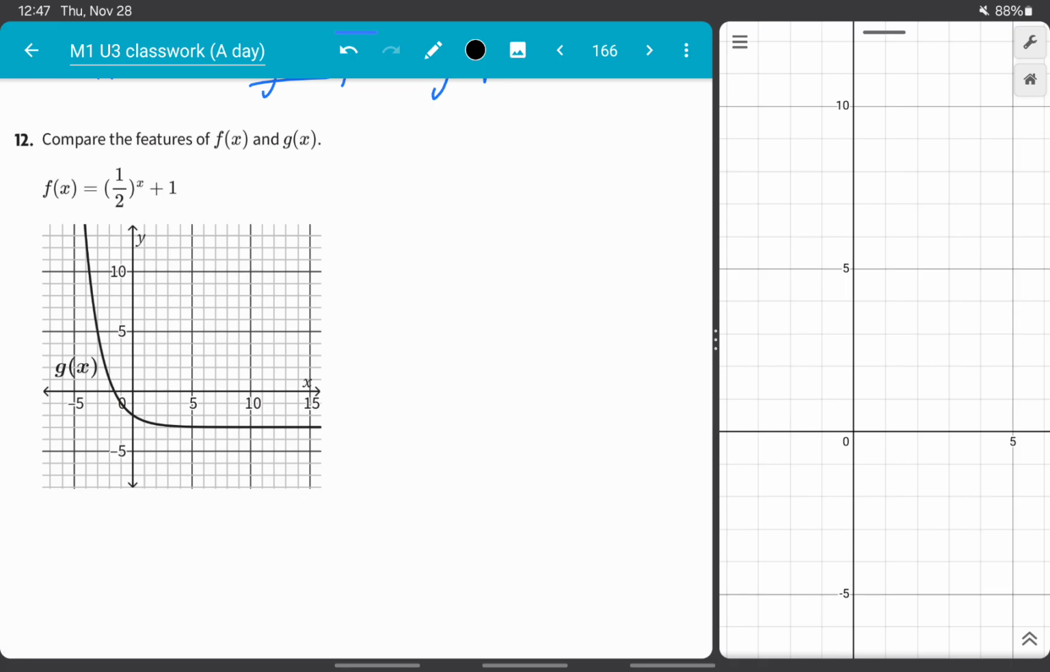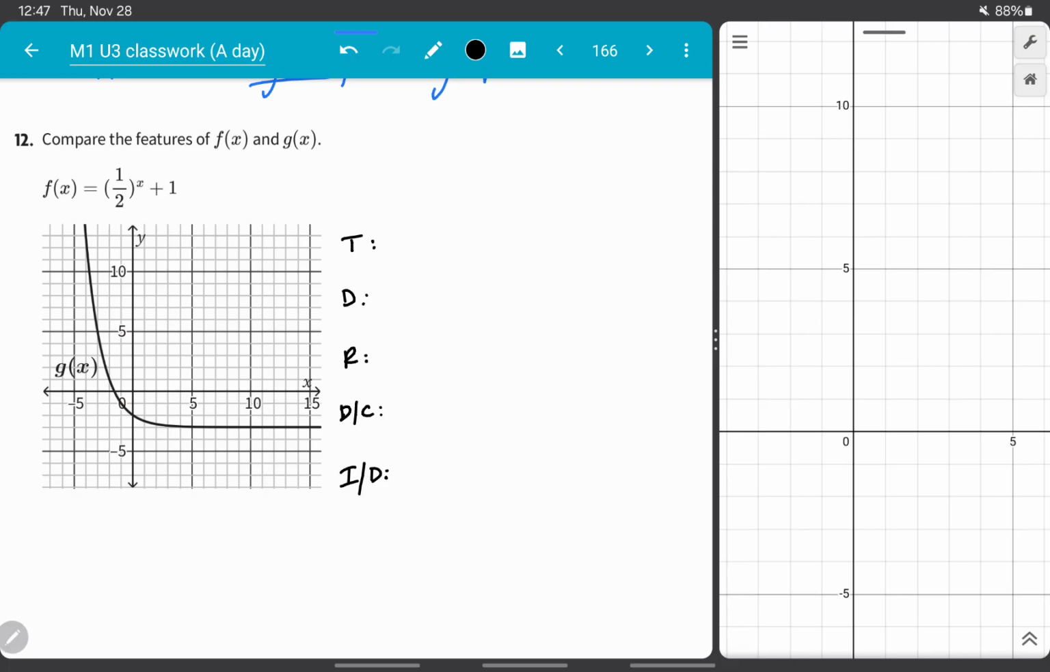We can talk about transformations. Did it move up, down, left, or right? We can think about domain and range. We can think about whether they're discrete or continuous. We can also think about whether they have intervals of increase or decrease. Okay, let's start with transformations.